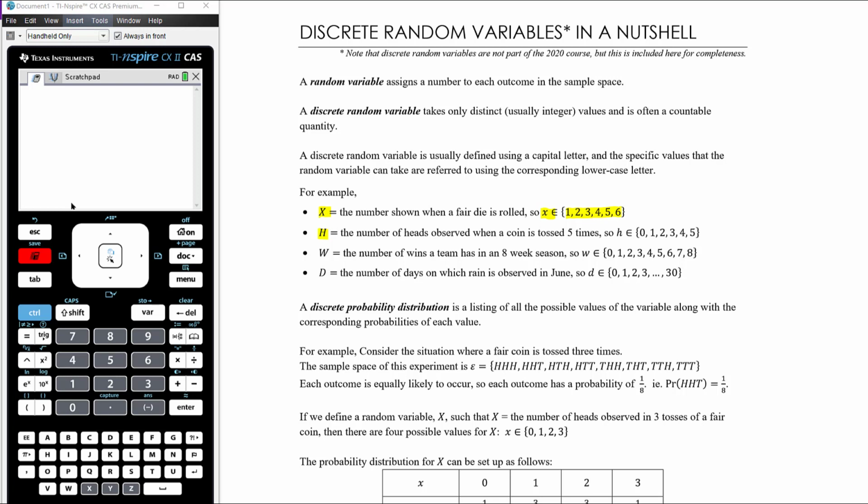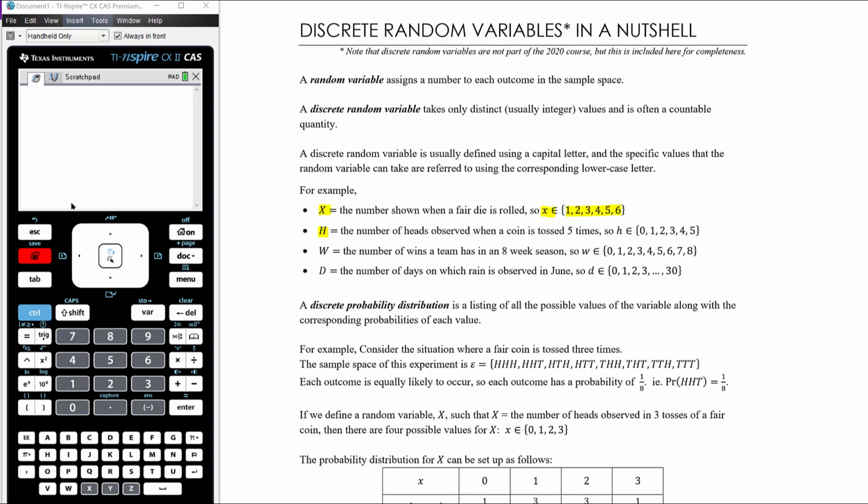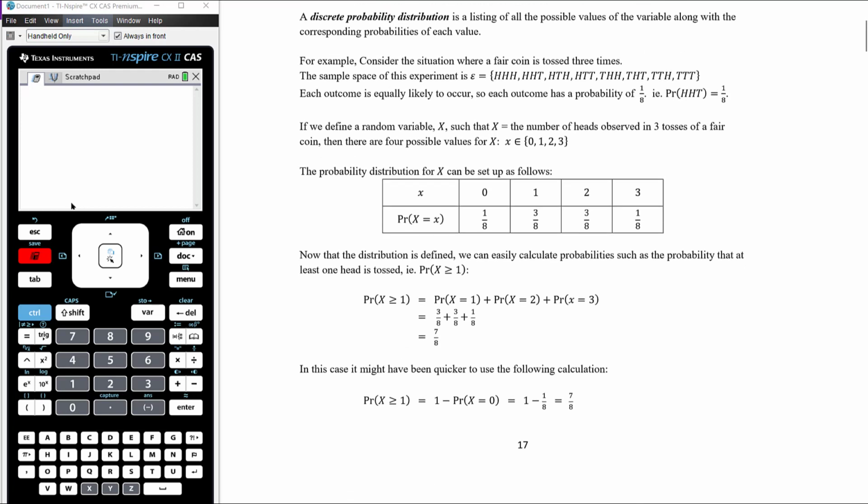A discrete probability distribution is when we list all the possible values of the variable. In the case of X, that would be the numbers 1 to 6. In the case of H, that would be the numbers 0 to 5, along with their corresponding probabilities. So for example, if we think about tossing a fair coin 3 times, the sample space of this experiment we know could be head, head, head, head, head, tail, head, tail, head, etc. So there's 8 outcomes. Each outcome is equally likely to occur, so each outcome has a probability of 1/8.